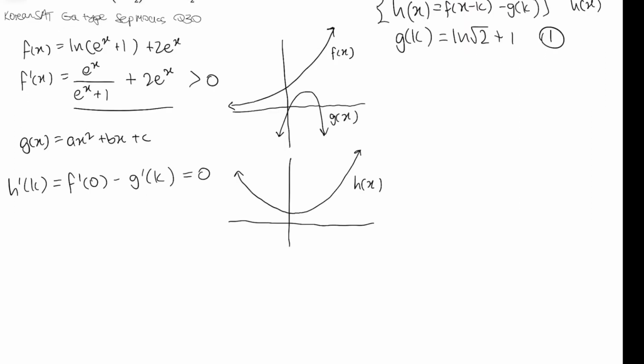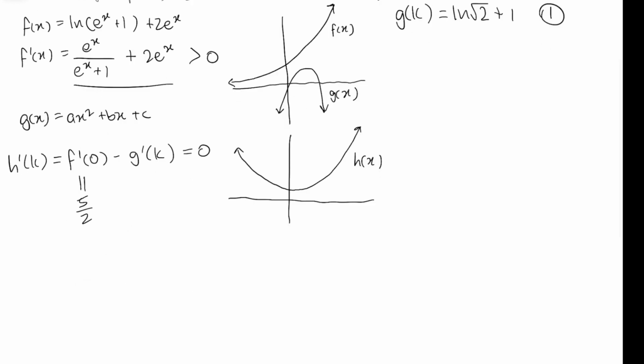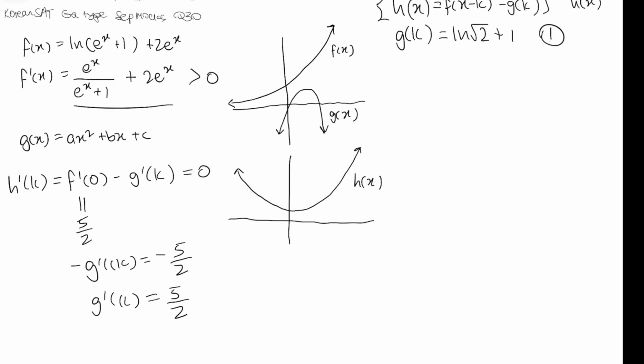So we can start by finding f prime of 0. F prime of 0 is equal to e to the 0 over e to the 0 plus 1, plus 2 e to the 0, which is equal to 1 over 2 plus 2, which is equal to 5 over 2. And now we find that minus g prime of k is equal to negative 5 over 2, and thus g prime of k is equal to 5 over 2. We'll list that as our second equation.